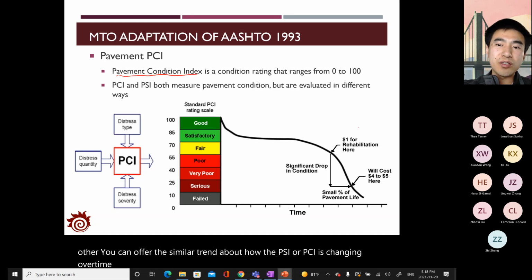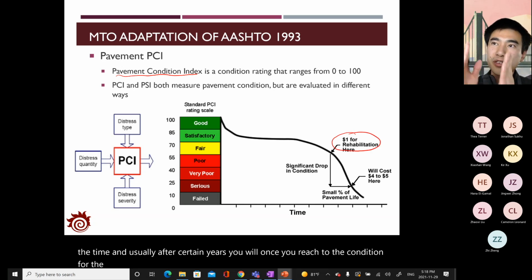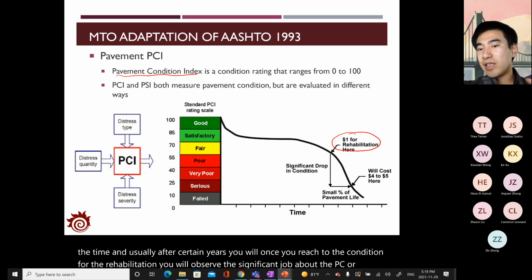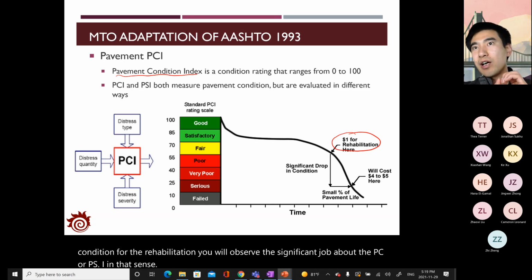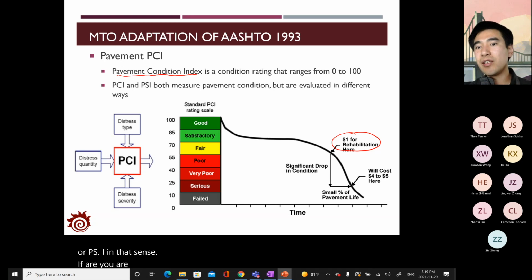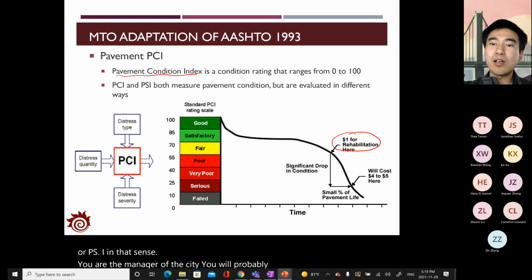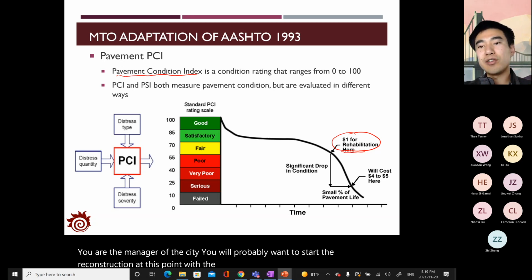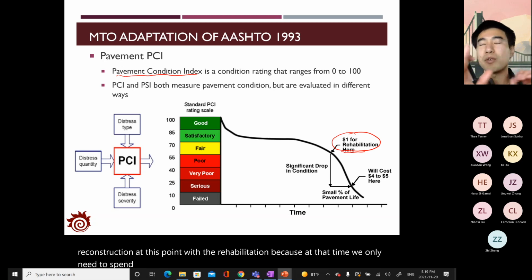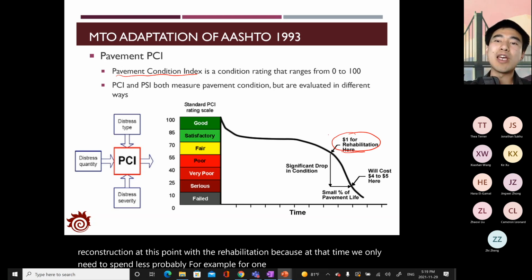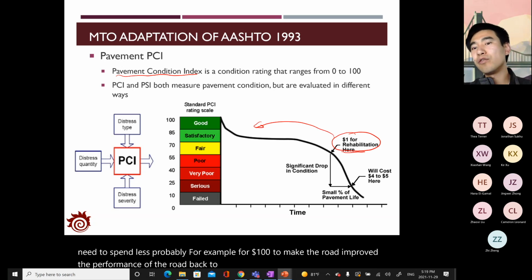And usually after certain years, once you reach the condition for rehabilitation, you will observe a significant drop in the PCI or PSI. In that sense, if you are the manager of the city, you will probably want to start the rehabilitation at this point, because at that time you only need to spend, for example, $1 to improve the performance of the road back to 4.1 or 4.2.